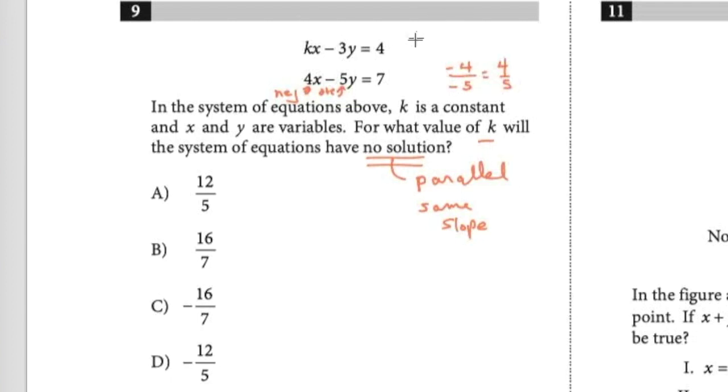should equal negative k over negative 3. So that would mean that 4 over 5 equals, because the negatives cancel out, k over 3. So if I again cross multiply, I end up with 12 equals 5k. And if I divide by 5 on both sides, I end up with 12 fifths as my answer. And 12 fifths is answer A.